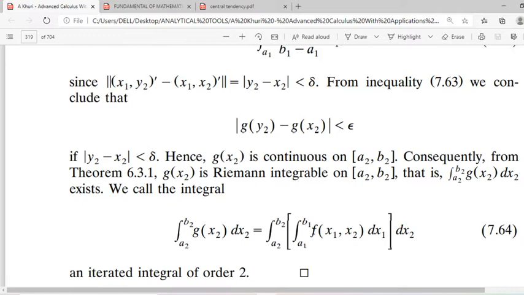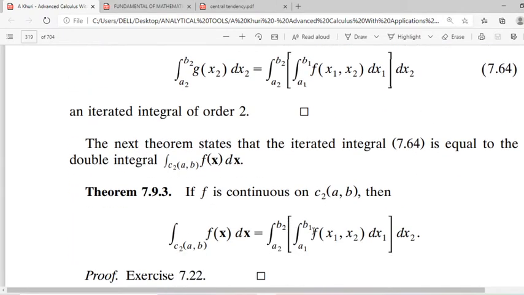Similarly, we can find the reverse integration. First we can integrate with respect to x2, then we can integrate with respect to x1. That is also possible. So in this theorem we have proved that iterated integration exists. That means the left side of 7.64 exists, and the right side of 7.64 exists.